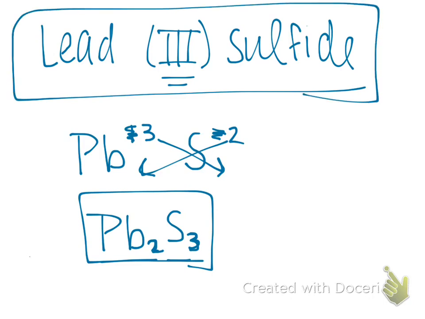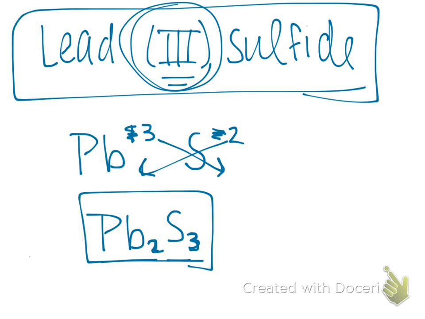We want to just say lead sulfide, but then I don't know what version of lead I'm working with. So that Roman numeral becomes extremely important, okay? Something else I want you to think about is that you do not need to include a Roman numeral for elements that can only have one charge. For all of these others that aren't split, you don't include the Roman numeral. It's just for ones that could have multiple charges.